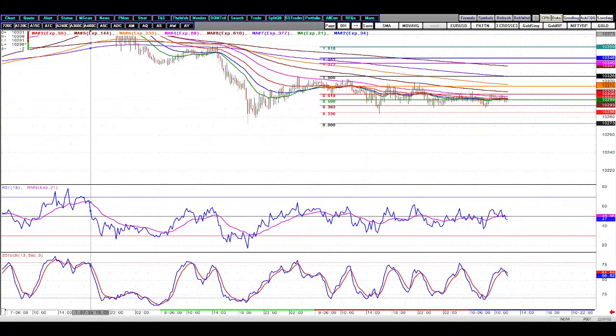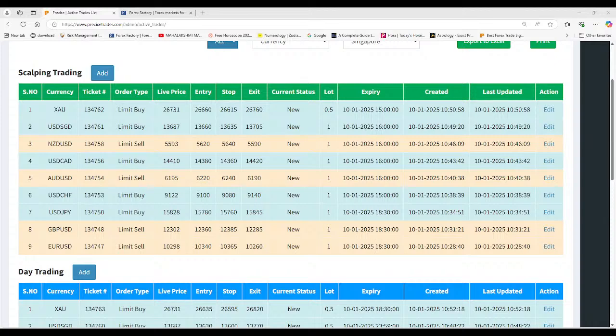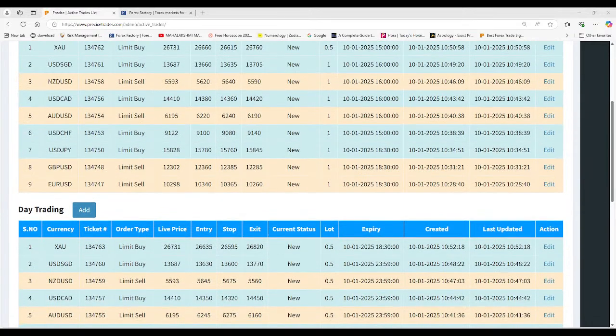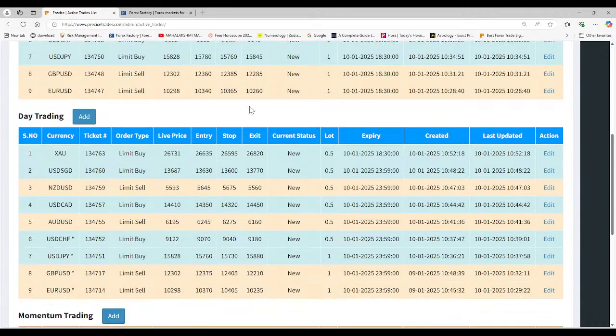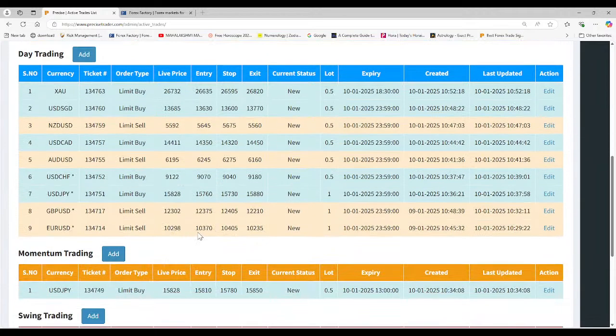Okay, let's see what signals we have given. We have given 340 as sell and 260. In fact, 290 should be your TP. Anyway, we'll see, 340 is about 40 pips away, so we don't have to be in a hurry to do anything on this. Then we have 370.